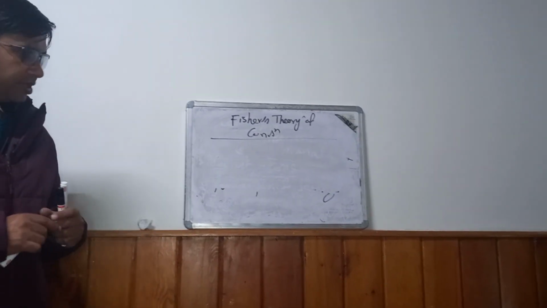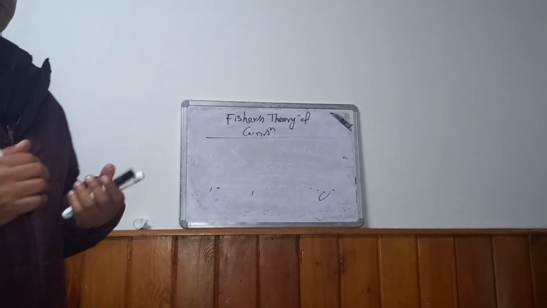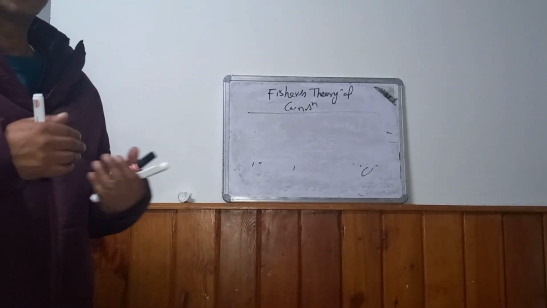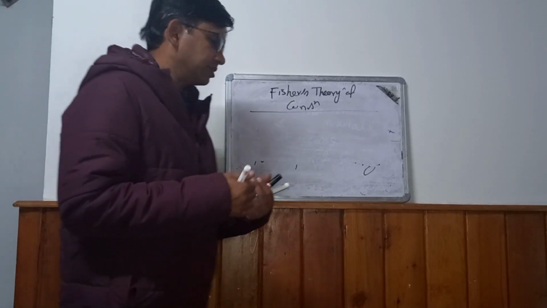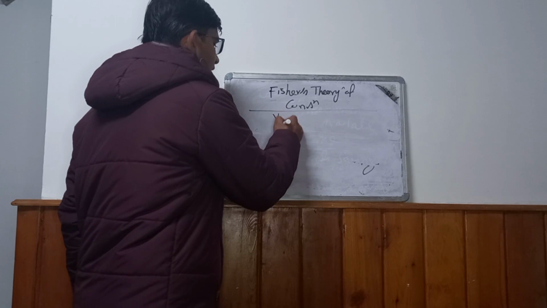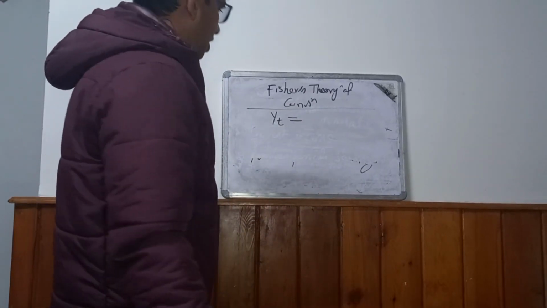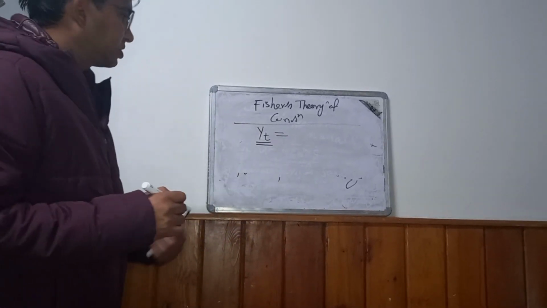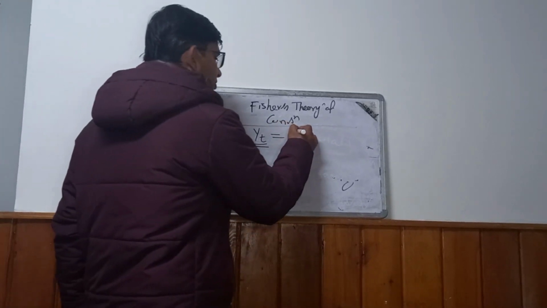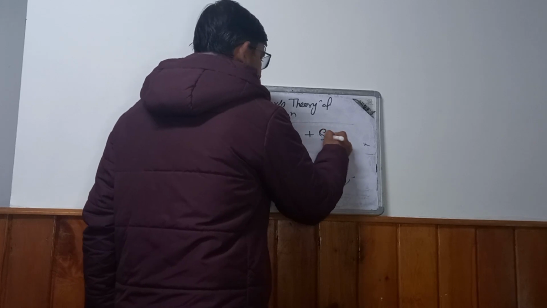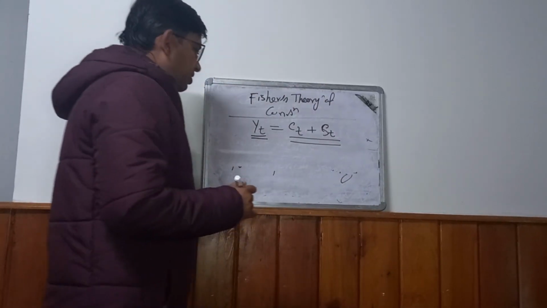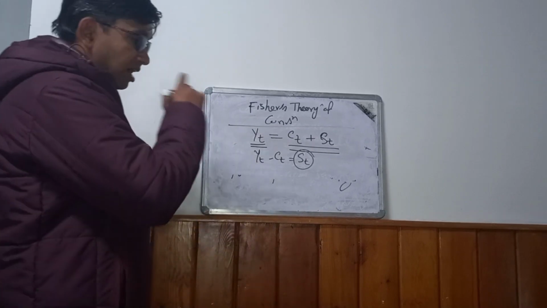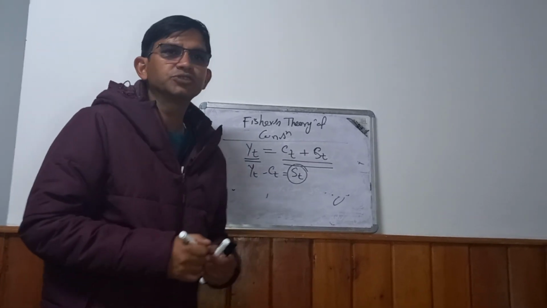Now, Fisher's theory of consumption is basically a theory of intertemporal choice, the choice of individuals regarding present consumption and future consumption. We see how the income of a consumer is disposed of at any particular time. If the time period is T and the income is YT, then YT will be current consumption plus current savings. So we can write YT minus CT equals ST. This current savings is the source of future consumption.